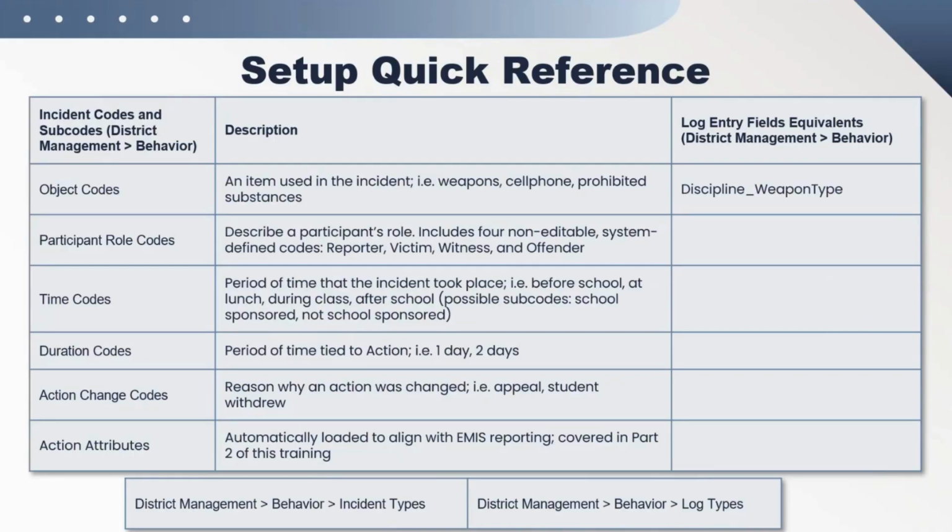Again, these are the remaining incident management codes, which you'll find in the PowerSchool Incident Management Setup document in the documentation. At the bottom of this slide, you'll also see the breadcrumb to review your log types and add those as incident types if you wish. They're in a slightly different spot, so I just separated those at the bottom.